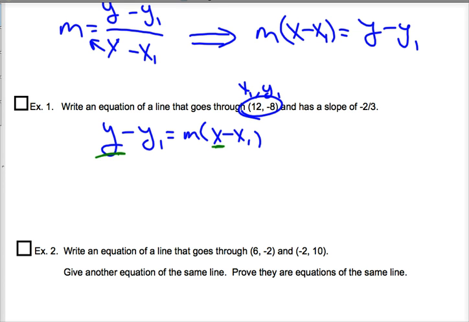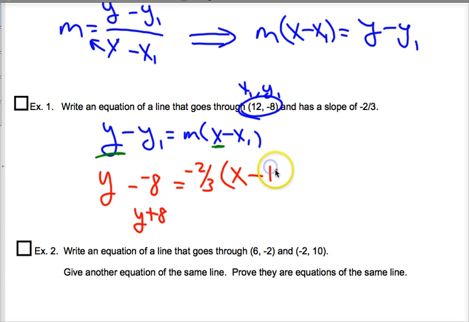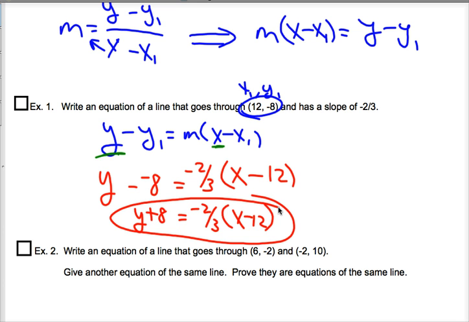Okay, so when we plug in our point right here, they go in for y1. So I'm going to have minus, and then I plug in my negative 8. That's y1. So it's y minus negative 8 on the left, which of course turns into y plus 8. On the right, I plug in my m, which is negative 2/3. And then I take x, leave that there, and subtract the x sub 1, which is 12. This, technically, is an equation of a line in point-slope form. So here, I didn't specify to write it in a different form. So this right here is a good answer.